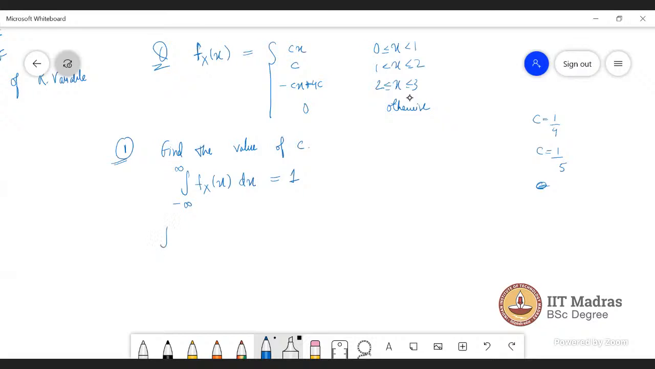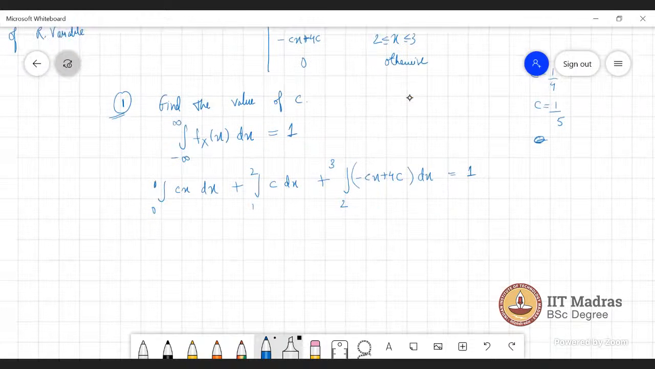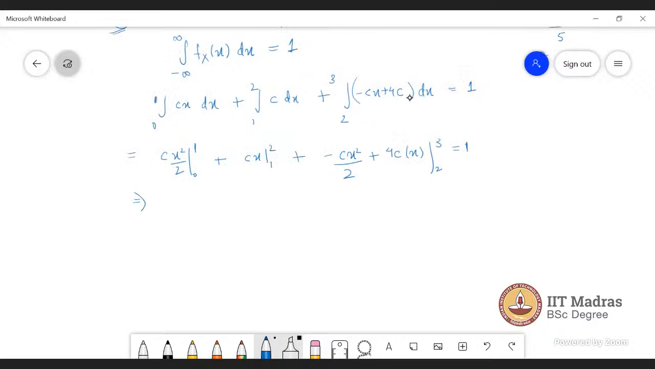So we can just say the integral of fx dx, so integral of cx from 0 to 1 dx, plus integral 1 to 2 of c dx, plus integral 2 to 3 of minus cx plus 4c dx, should be equal to 1. So if you integrate, you will get cx square by 2 from 0 to 1, plus cx from 1 to 2, plus minus cx square by 2 plus 4cx from 2 to 3. This is equal to 1. So this is c by 2 plus c.